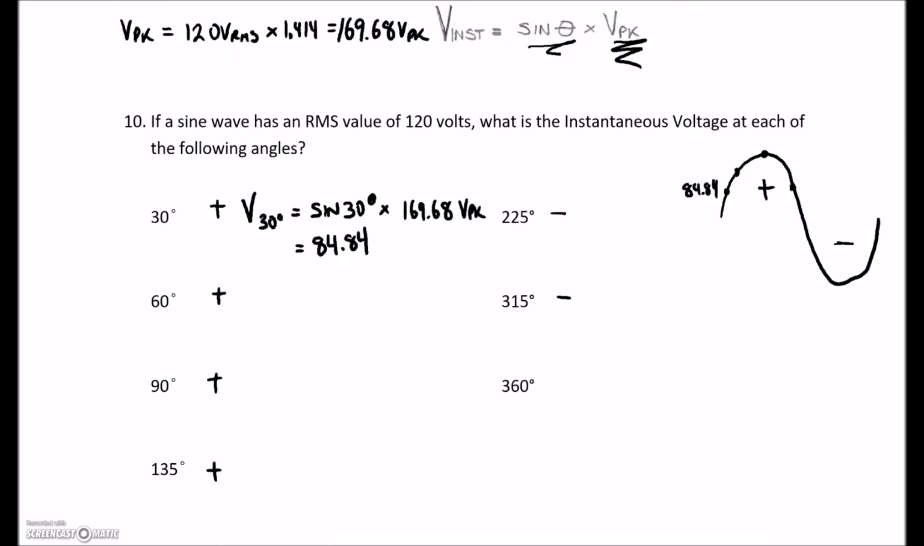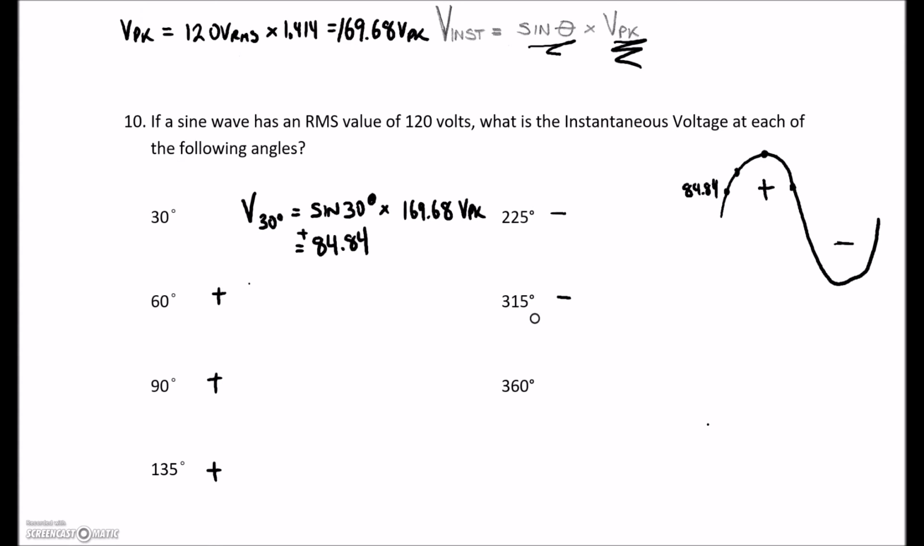Excellent. Okay, again, before you start this test, make sure you're in degrees and not in radians, because it sucks when you're in radians and then you're getting all the voltage values as the wrong value. Okay, so that is a positive 84.84.